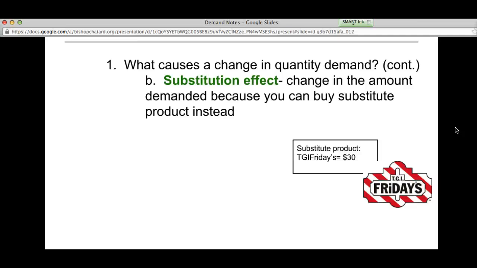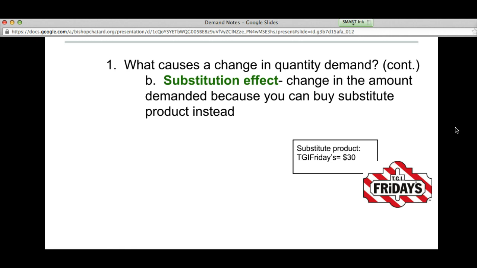So again, substitution effect, we're talking about why we like lower prices. In this case, we have a change in the amount demanded because you can buy a substitute product instead. You're comparing your product to a substitute product. So again, all we're talking about is why we like lower prices or why we don't like high prices. That's all we're talking about. We haven't changed anything else, just changing the price.